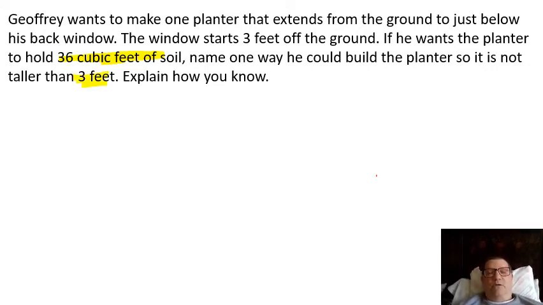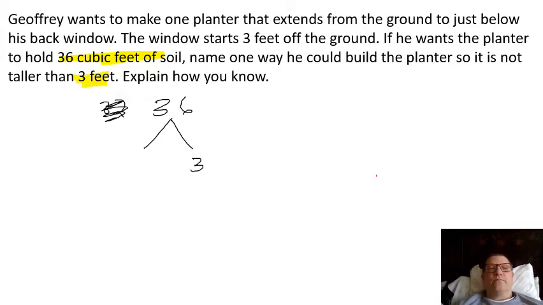Okay. So now let's come back and just remember what we did last time. I'm going to take 36, and I'm going to decode this. And I want one of them to be 3. Well, I know 3 will go into 36 12 times. So now I'm going to split up this 12, and I can do many of them. Instead of 12 and 1, let's do 4 and 3. So now I've got a 4 by 3 by 3.